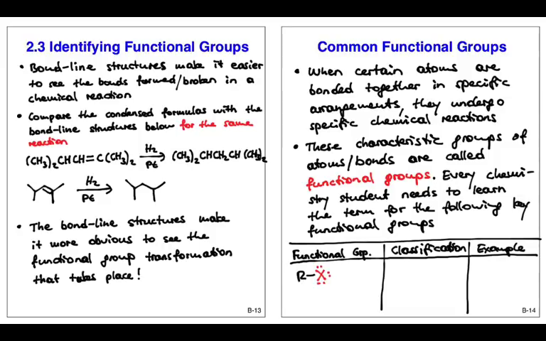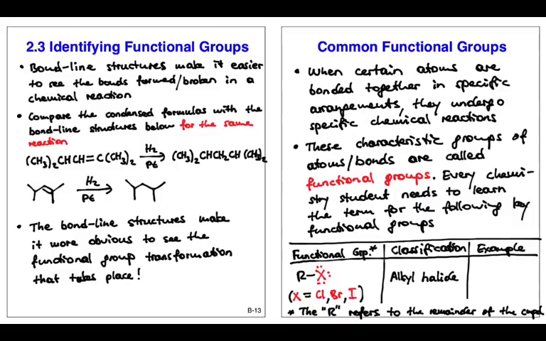So I'm going to start with a simple functional group. It's an RX, where X is just a halide, so either chlorine, bromine, or iodine. And this functional group, first of all, the R always means it's the remainder of the molecule, so whatever else is attached which is not part of the functional group. This functional group, the RX, is called an alkyl halide.